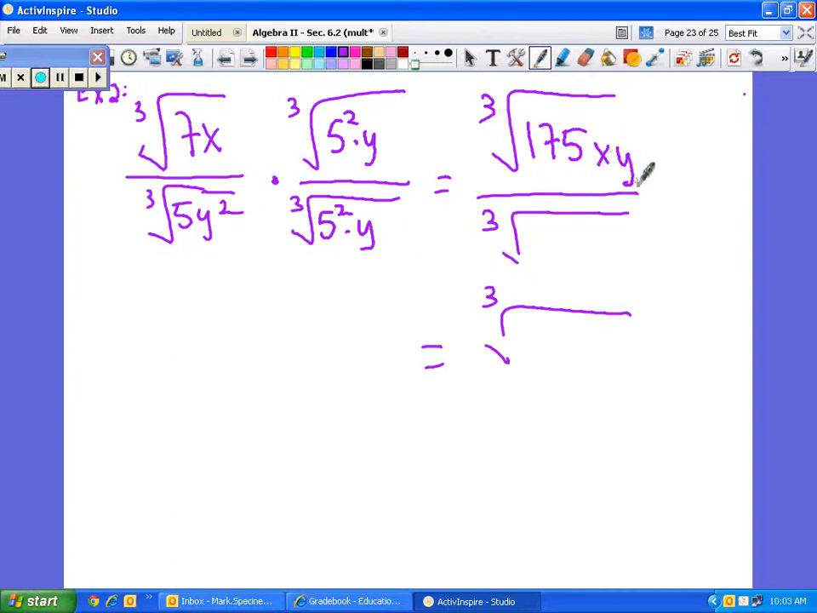What happens in my denominator? I get 5 to the first times 5 to the second gives me 5 to the third. I have y to the second times y to the first gives me y to the third. I can't do anything here. If I can simplify this, I do, but I can't, so I just rewrite it. The cube root of 5 to the third power is 5. The cube root of y to the third power is y.